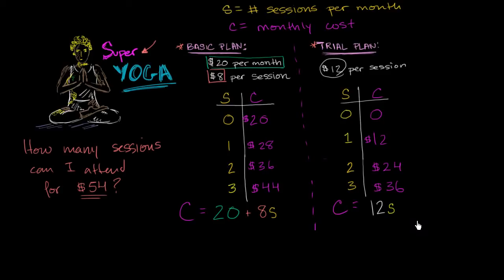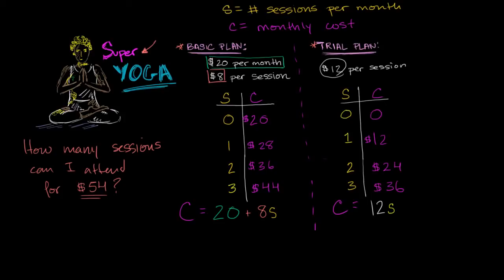And let's just assume that this is some type of a special yoga studio where you can even attend half a session. So if you attend half a session, they'll charge you $6. If you attend a fourth of a session, they'll charge you $3. So they'll actually keep track of exactly what fraction of a session you're attending. So you don't have to just attend a whole number of sessions. You could attend 2.5, and they'll bill you accordingly. So with that said, how many sessions under the trial plan can I attend for $54?